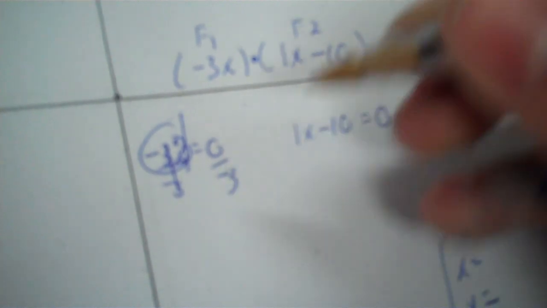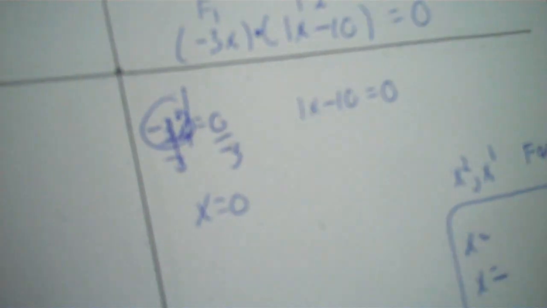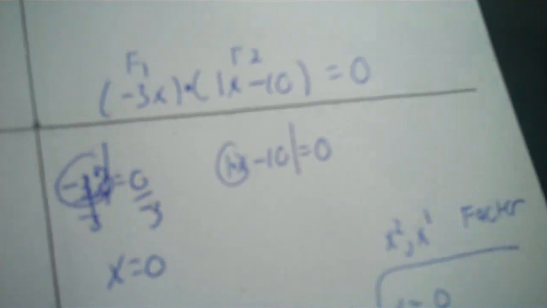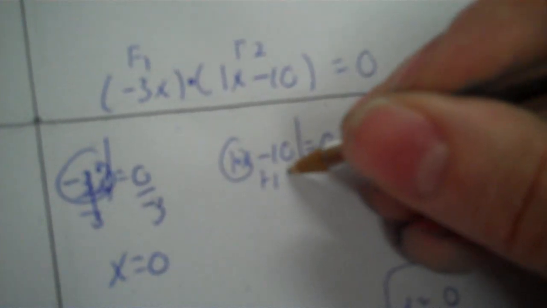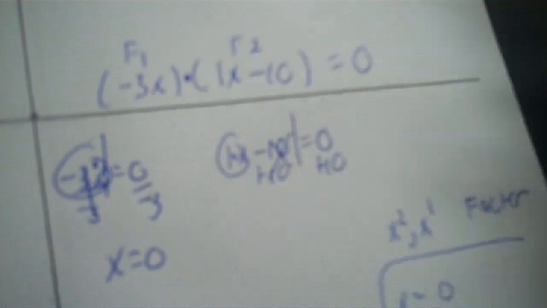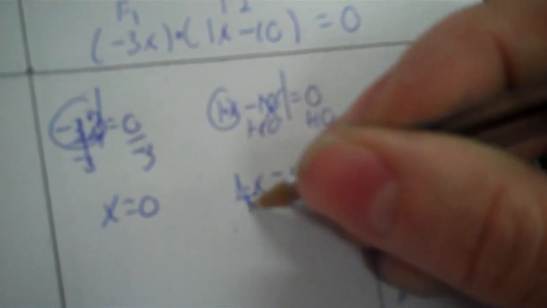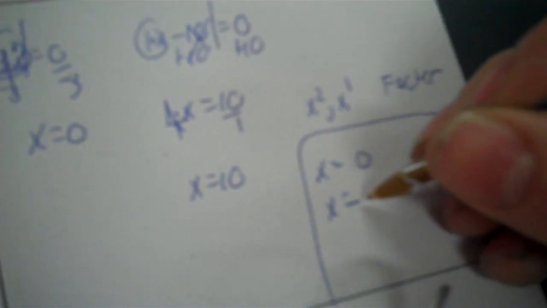So you divide by negative 3 here. x would equal 0. Then over here, you've got 1x minus 10. You'd add plus 10. 0 plus 10 is 10. Then we divide both sides by 1. 10 divided by 1 is 10, so x is equal to 10. The answers are 0 and 10.